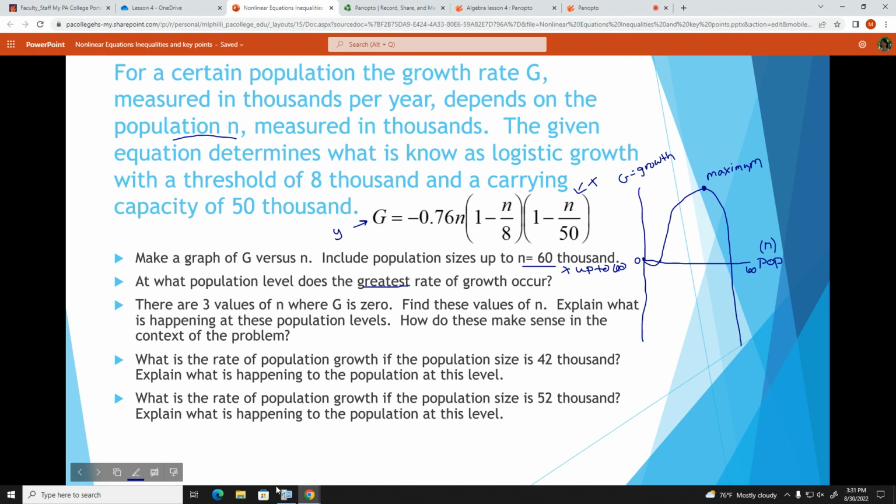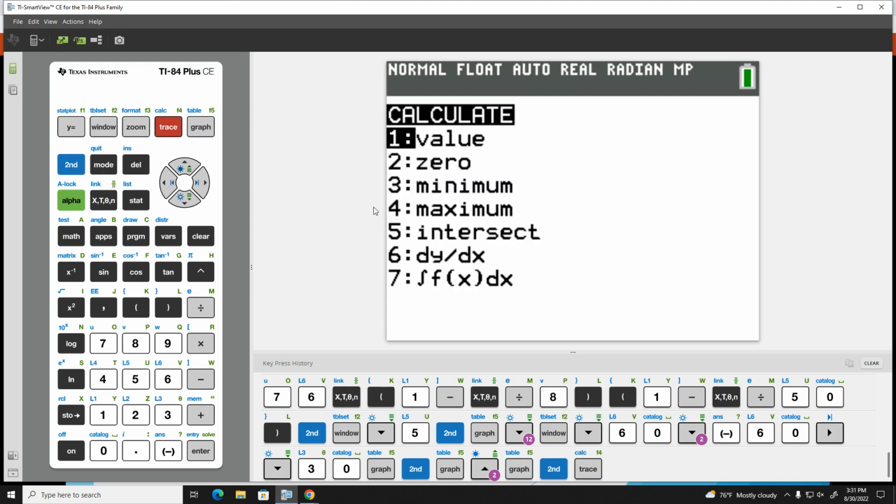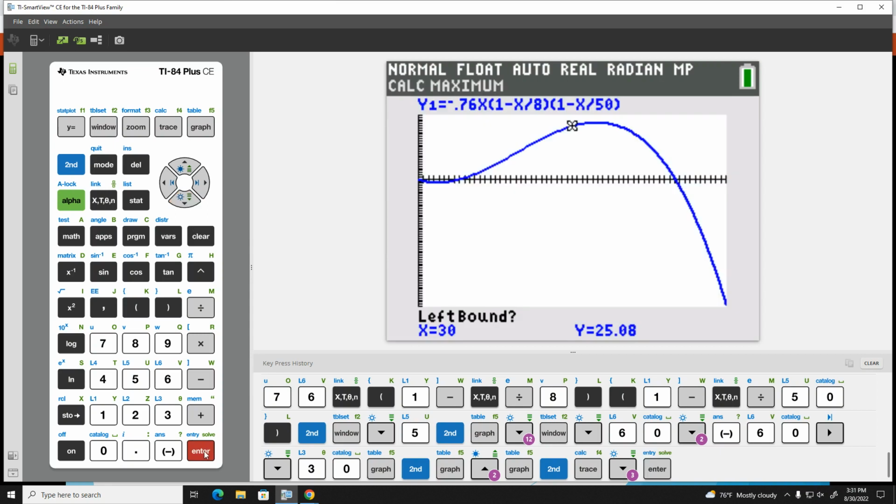So I'll go to my calculator, and I will use that second trace menu, and I see option 4 is maximum. So going down to option 4, hit enter for maximum. It asks me questions, and I have to respond to them. The first question is the left boundary. For the left boundary, you need to literally be to the left of where you think the maximum is. And I think this is, so I'll hit enter. Now it asks me for the right boundary.